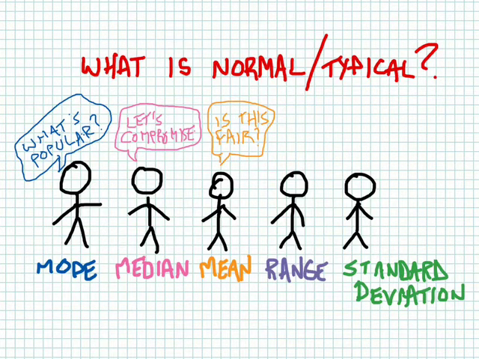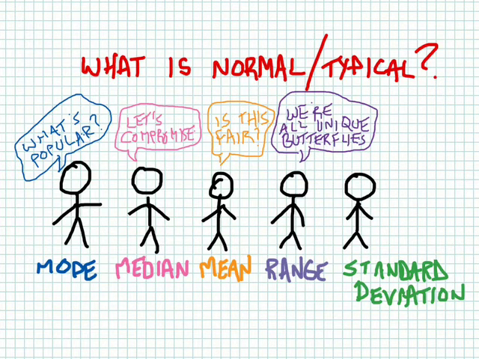It looks at and weighs all the information before it comes up with an opinion of what's normal or typical. The range isn't even worried about what's normal or typical, it's just busy thinking about how different everybody is. It spends its time thinking about, are we the same, are we not the same, how alike are we?